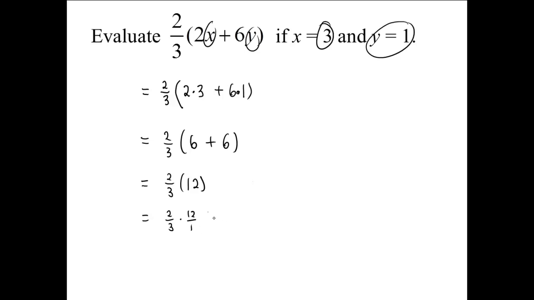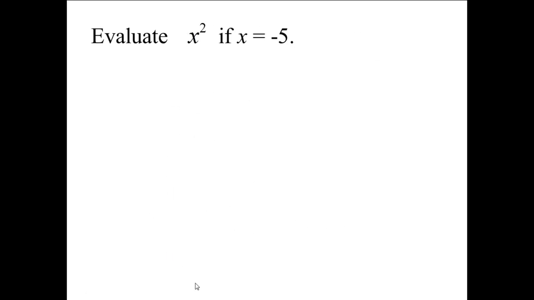Multiplying fractions together, we multiply through the numerators. 2 times 12 is 24. Multiply through the denominators. 3 times 1 is 3. 24 over 3 really means 24 divided by 3, which is 8. That is our answer. 8.